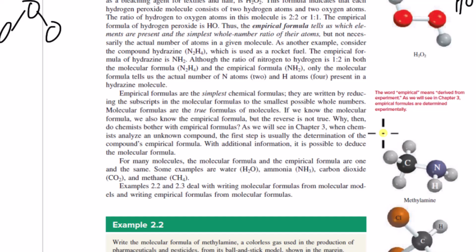So the reason is that you might not know the molecular formula. If you're dealing with a substance and you don't know exactly what it is, but you can figure out its empirical formula, well, that's better than nothing. But if you have the molecular formula for a molecular substance, it would be silly to give the empirical formula. For many molecules, the molecular formula and the empirical formula are one and the same. Some examples are water, ammonia, carbon dioxide, and methane. So note that as well: in a lot of cases, the empirical formula and the molecular formula are the same formula, H2O, right?